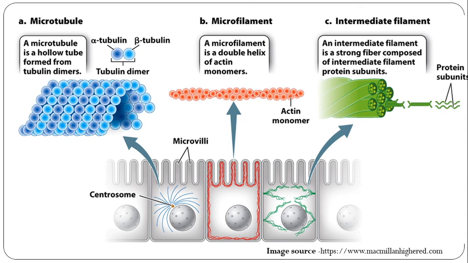So the microfilament is a double helix of actin monomers. The intermediate filament is a strong fiber composed of intermediate filament protein subunits. So here the protein subunits are rope like, got it. Microfilaments have a helical structure, and as in the last lecture, microtubules are hollow tubes formed from tubulin dimers. Got it? Tubulin dimers. In microfilaments it is actin monomers, and in intermediate filaments it is the filament protein subunit.